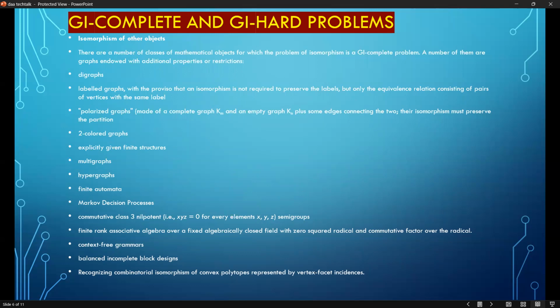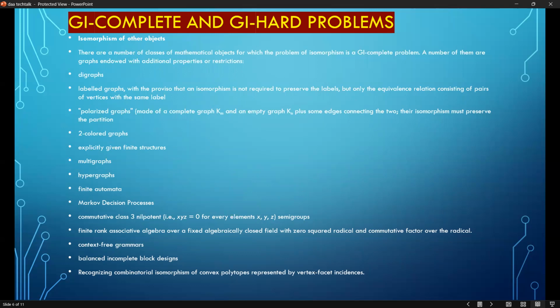Digraphs, labeled graphs, with the proviso that isomorphism is not required to preserve the labels, but only the equivalence relation consisting of pairs of vertices with the same label. Polarized graphs, made of a complete graph K_m and an empty graph K_m-bar, plus some edges connecting the two. Their isomorphism must preserve the partition.